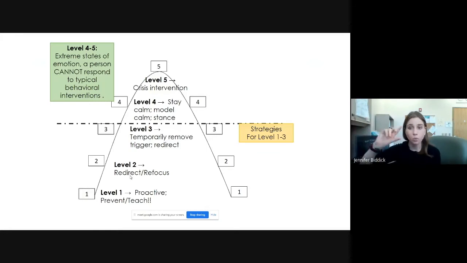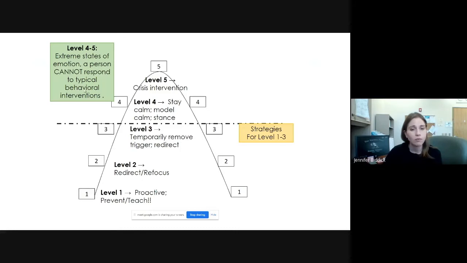This might be where we start to practice the skills that we taught in level 1. So now I'm seeing my learners start to engage in some anxious behavior. So maybe I start to see them pacing. Maybe I start to see that the coloring in their face changes. This is when I might prompt them to take that break that I taught them already how to ask for in level 1.